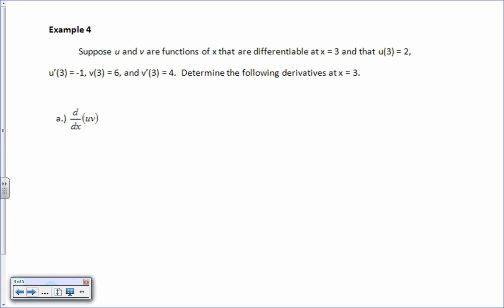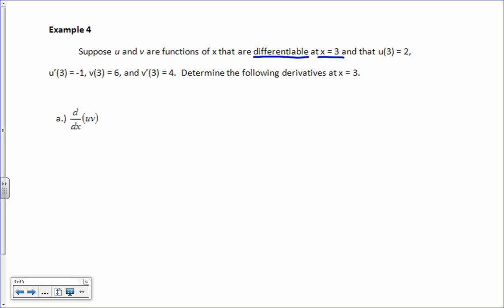So suppose u and v are some functions that you notice. Do I tell you what u and v are at any particular time here? Do I tell you the entire function? Nope, because that's basically what we were doing on the front. I gave you the functions, put them in and go, right? Functions of x that are differentiable, what's that mean again? I can take the derivative there, right? Is differentiable at x equals 3.